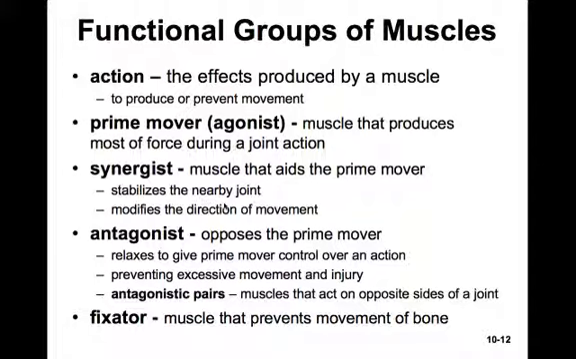Antagonists oppose the prime mover. They relax to give the prime mover control over an action, or they can tense up to prevent excessive movement and injury. Antagonistic pairs are muscles that act on opposite sides of a joint. An example would be the biceps and the triceps.